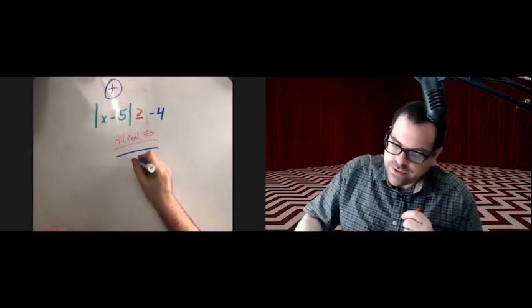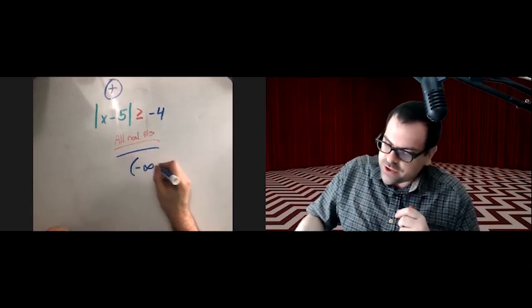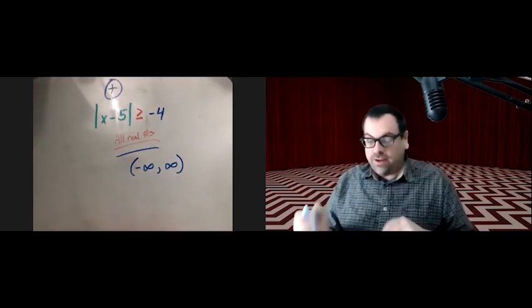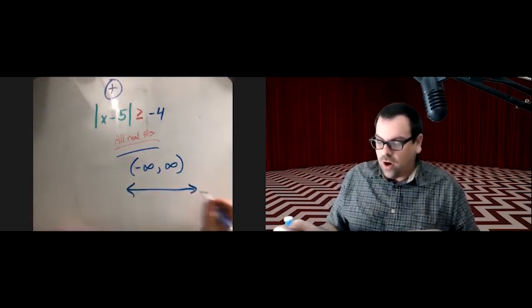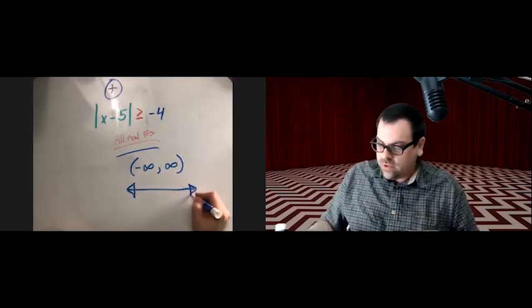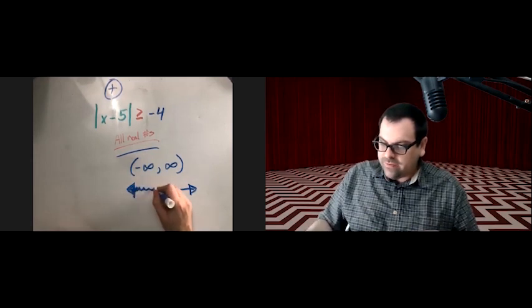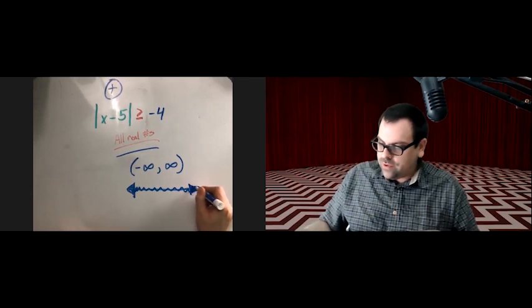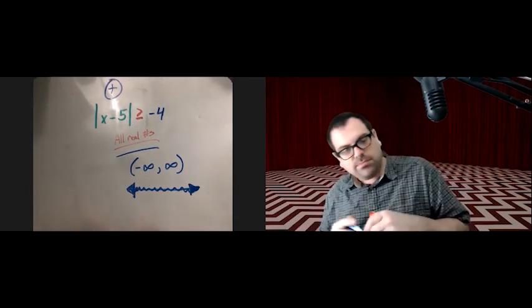All real numbers in interval notation is negative infinity to infinity because it is all real numbers. It is the whole number line from negative infinity to and through infinity and beyond.